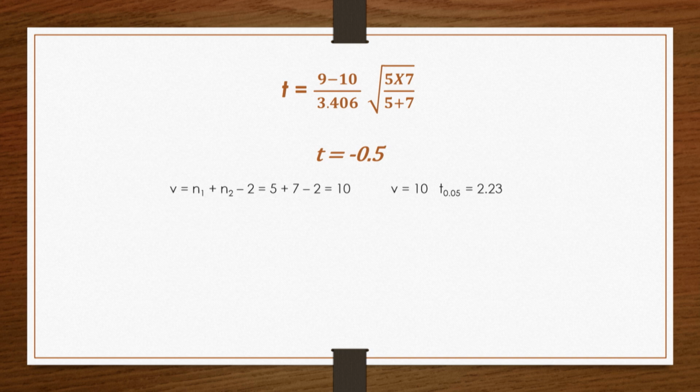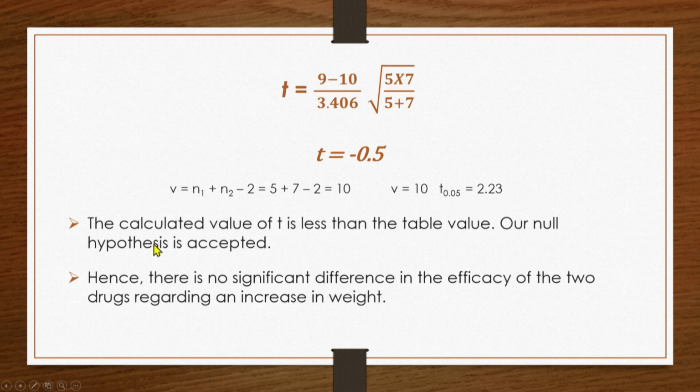So the degrees of freedom is obtained by nu equal to n1 plus n2 minus 2, that is equal to 5 plus 7 minus 2, that is equal to 10, where nu equal to 10, and the t is calculated at 5% level of significance, so it is given by 0.05, that is equal to 2.23.